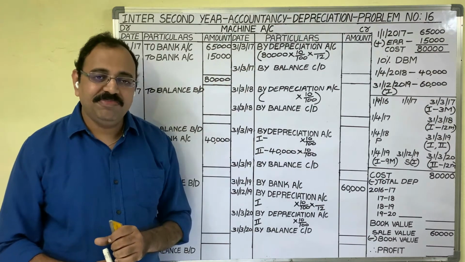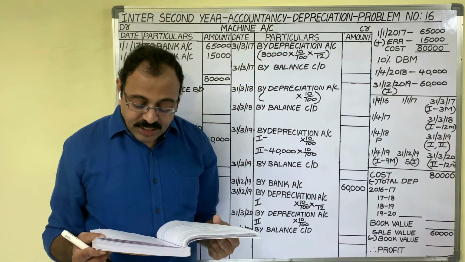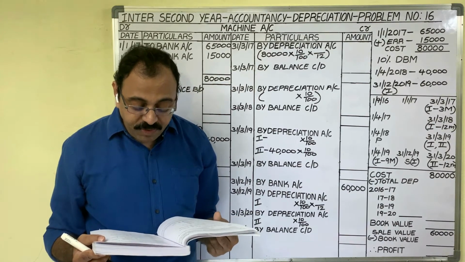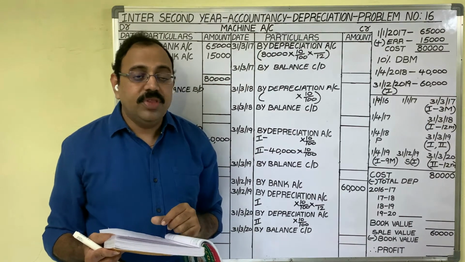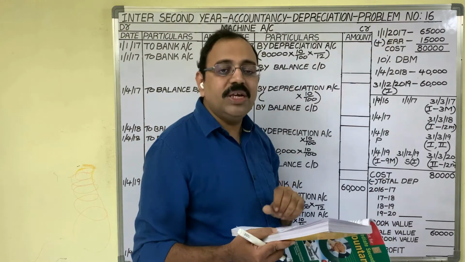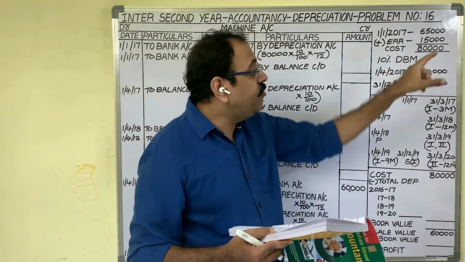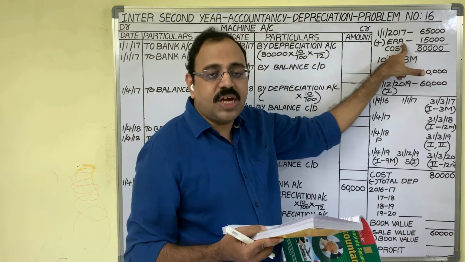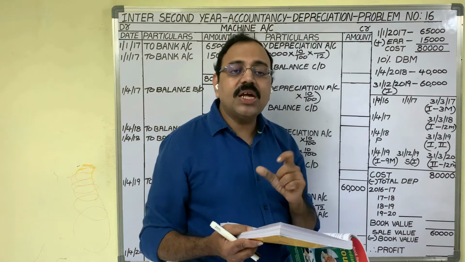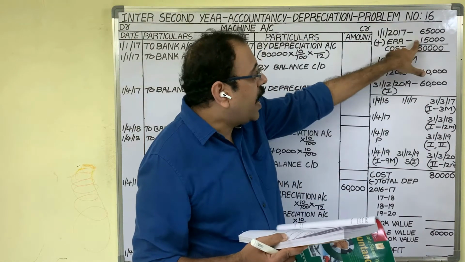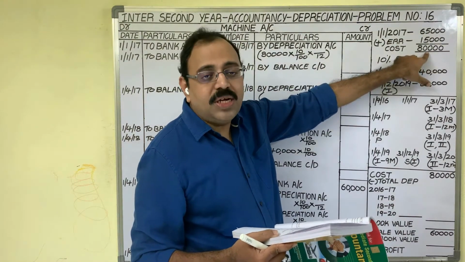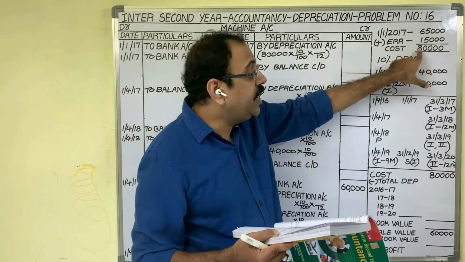Let us see the problem. On January 1st, 2017, Krishna and Company purchased a second-hand machine for 65,000 rupees and paid 15,000 rupees for erection. They bought one asset for 65,000 rupees on 1st January 2017 and spent 15,000 rupees towards erection charges. Erection charges means installation charges. When erection charges are given in the question, we should add that value to the purchase price. Then the asset cost comes. So the machine cost is 80,000 rupees.